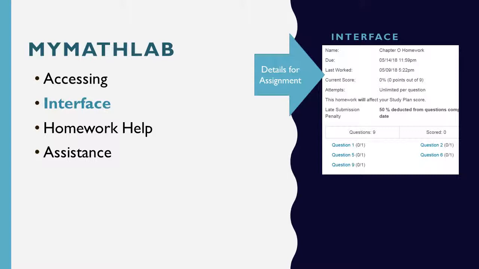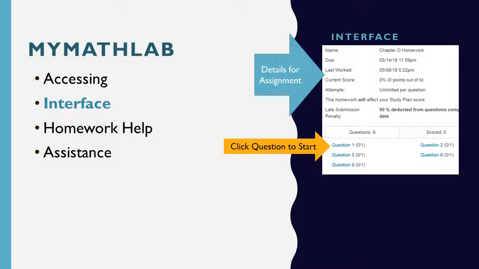You can have the details of the assignment at the top: what's the name of the homework, when it's due. It'll tell you information such as when you last worked on it and what your current score is. You can also see, for example, in this particular homework, you have unlimited attempts per question. You also have your late submission penalty listed down here. Once we see this, we have all of our different questions, and all I have to do is click on a question to start it, and it takes me straight into the first question.